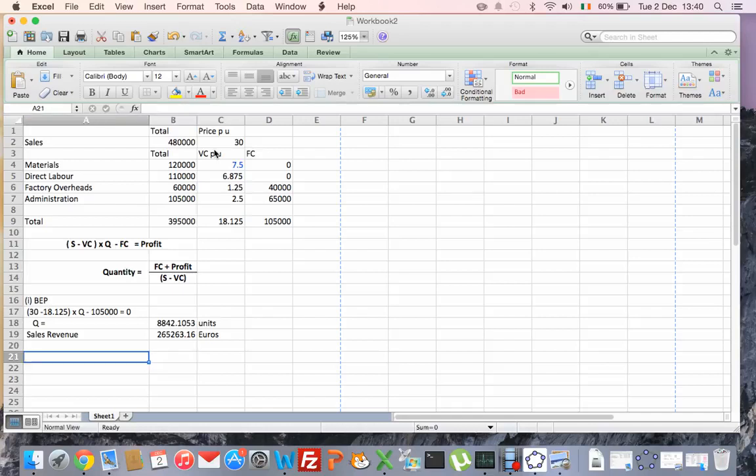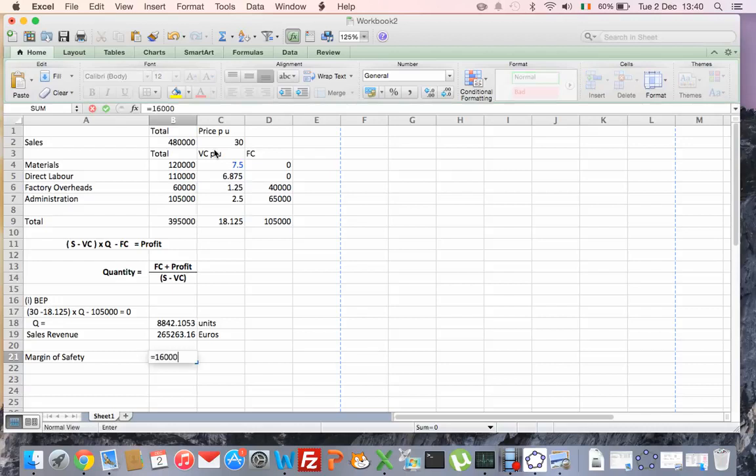Okay. So my margin of safety. Margin of safety is how much of a cushion I have, how much I can allow my sales to fall. So we're currently selling 16,000, or we're forecast to sell 16,000 units. We have a break-even point of 8,842, so that means our margin of safety is 7,000 units. So we can allow our sales to fall by up to 7,000 units. If it falls by much more than that, then we're making a loss.